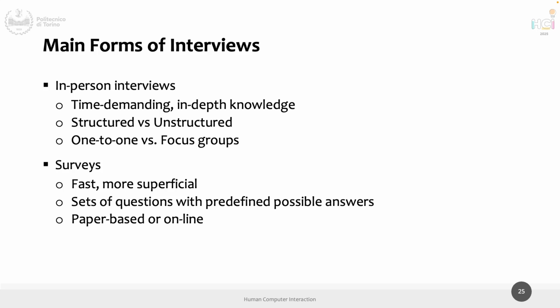And in assignment 1, we will ask you to do a semi-structured interview. So you have to prepare something, but you should be open to follow-up questions, to whatever happens in the conversation. And in assignment 1, we will ask you to do one-to-one interviews, not focus groups, because they are more complex.